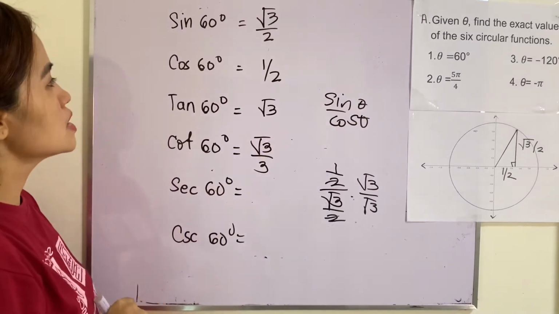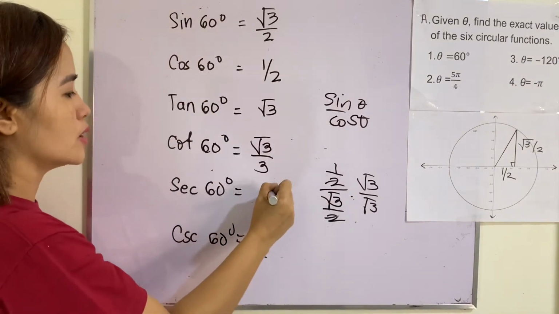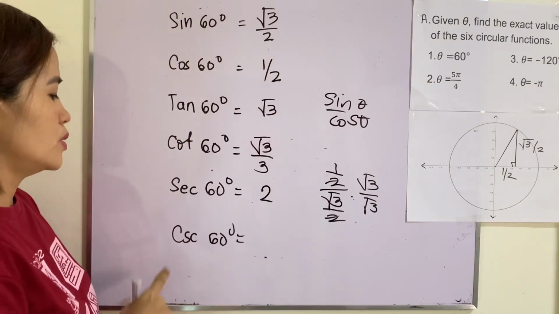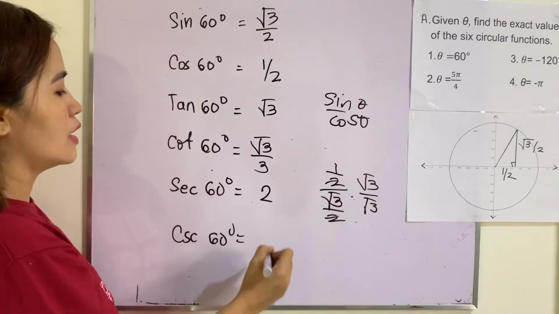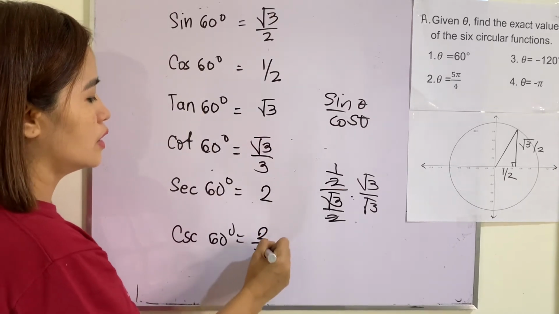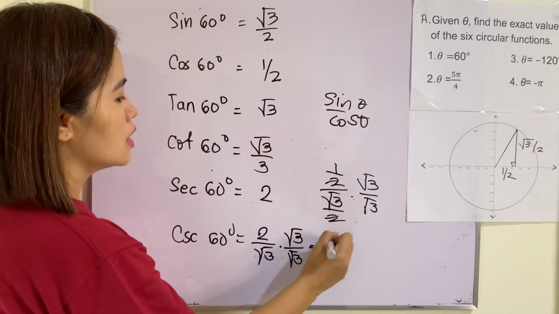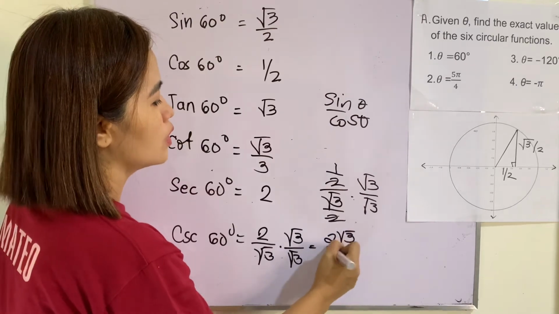For secant 60, secant is the reciprocal of cosine, so this one is 2 over 1 or 2. Cosecant of 60, that is 2 over square root of 3. Rationalizing it, it's 2 square root of 3 over 3.